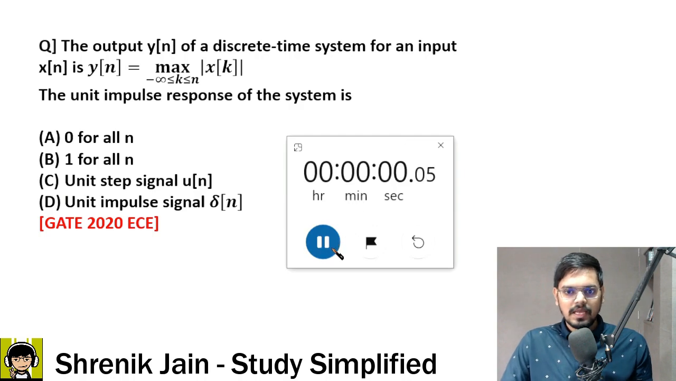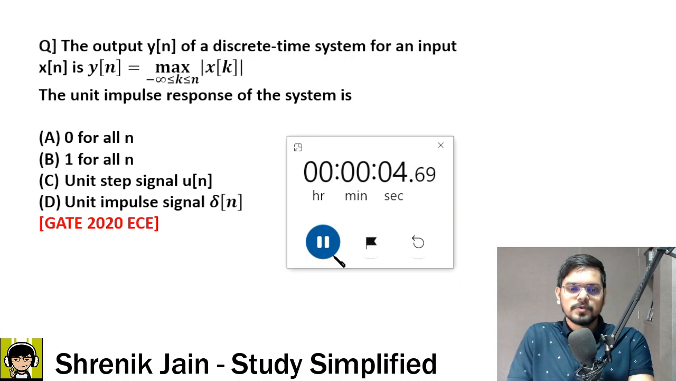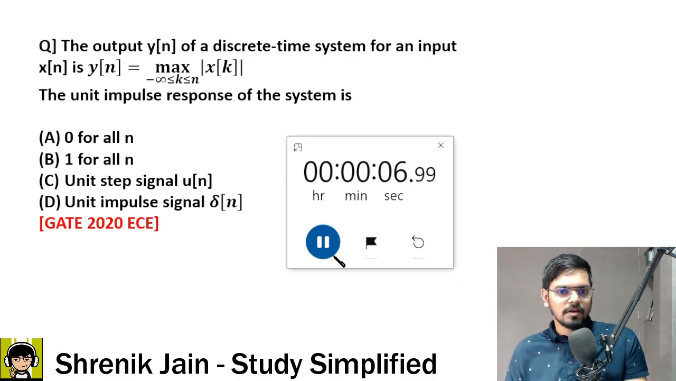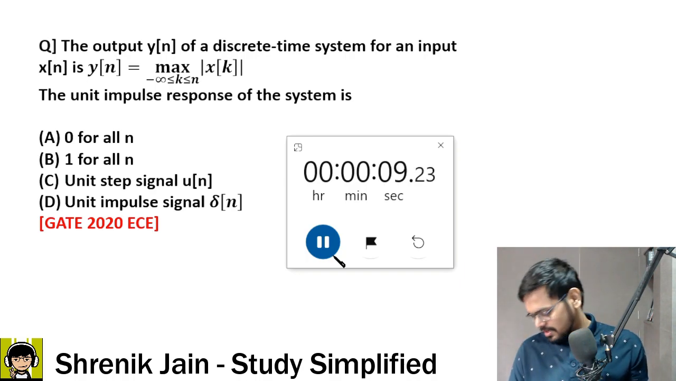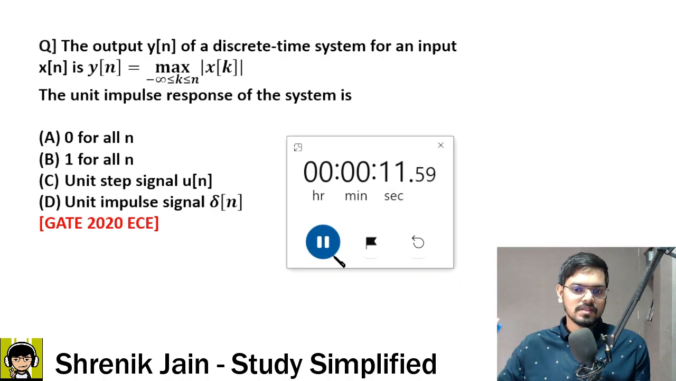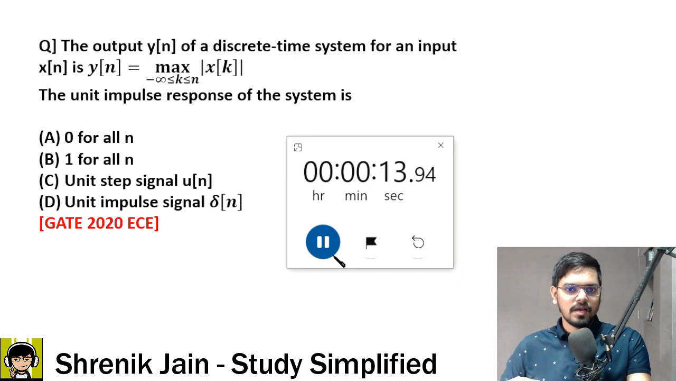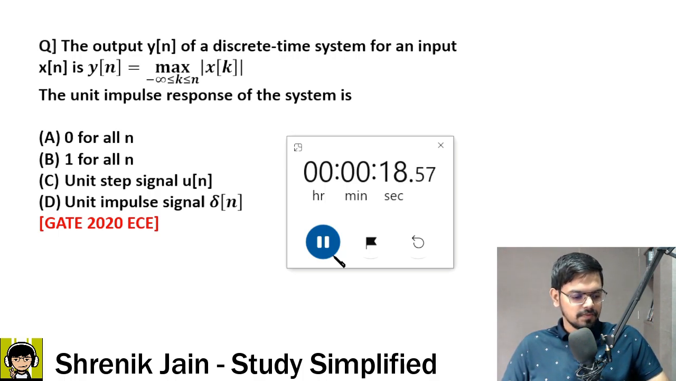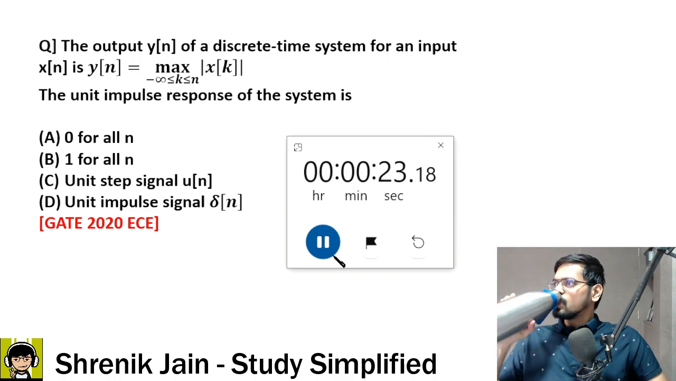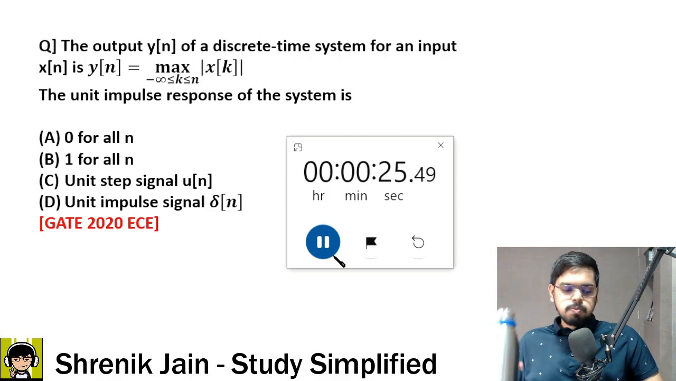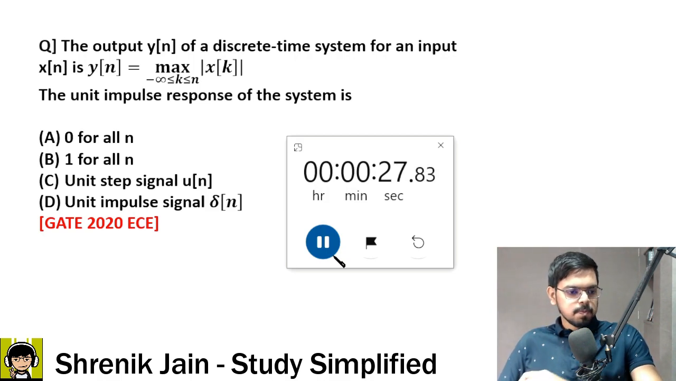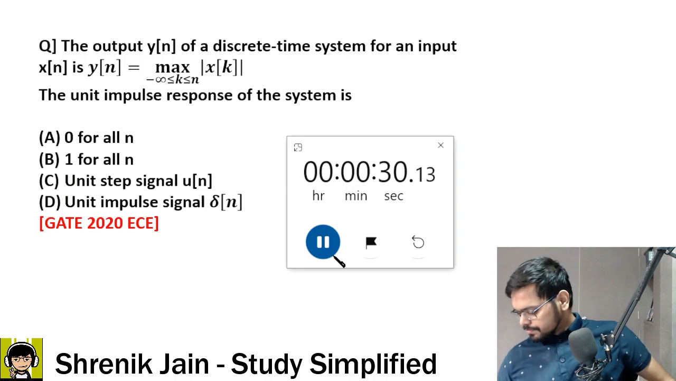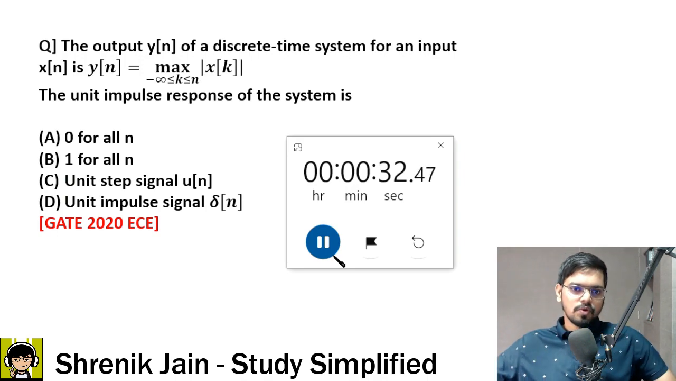So I will give you exactly 1 minute to solve this question. There is a trap in this question. I have seen a lot of students marking the options incorrectly because they are solving this in hurry. So you do not solve this in hurry. You take your time, you think, you solve. Okay, last 30 seconds to go.